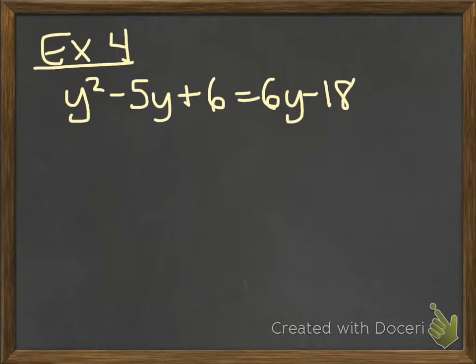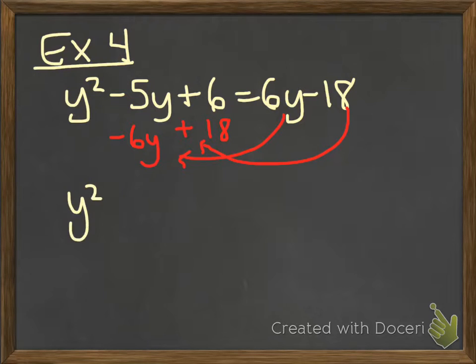Okay, the last example, example 4, y squared minus 5y plus 6 equals 6y minus 18. We're going to take everything to the left side and make it equal 0. So that becomes negative 6y, and this becomes positive 18. So now, on the left side I have y squared minus 11y plus 24 equals 0.